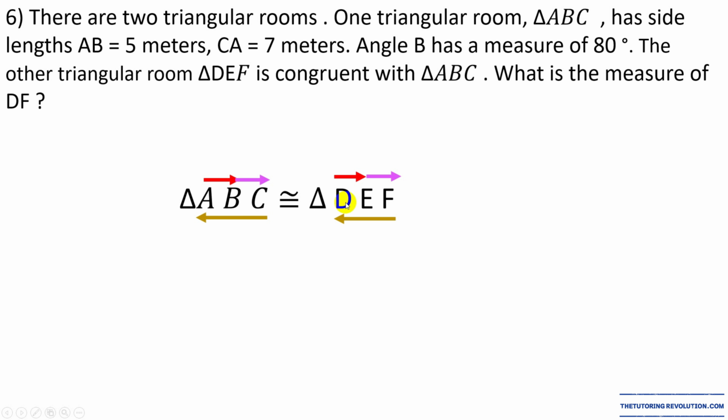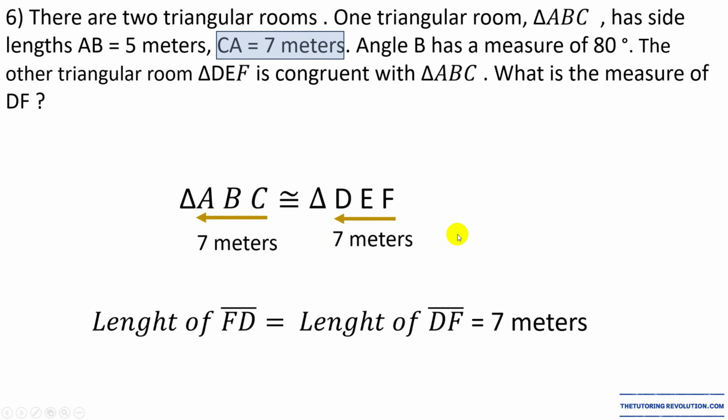In the problem, they are asking for the measure of DF, basically this arrow here, right? F to D, which is the same as D to F in length. The lengths are the same. So that's what we're going to focus on. FD has the same length as CA. And we already know that CA is 7 meters. If this is 7 meters, then FD is going to be 7 meters, right? And the length of FD is the same length as DF, right? 7 meters. So that would be the answer, right? The measure of DF is 7 meters.